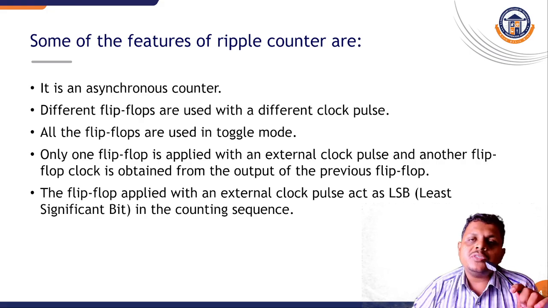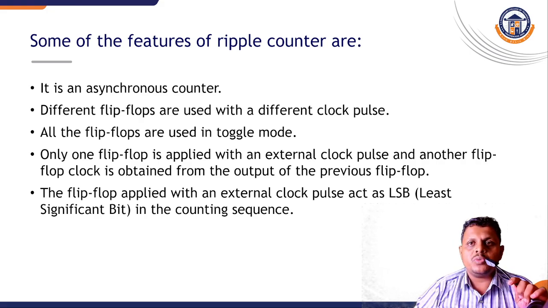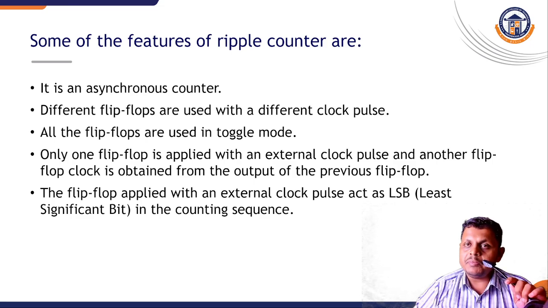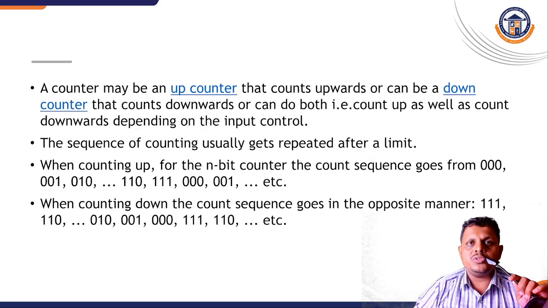In the sequence of flip-flops arranged in cascaded manner, only the first flip-flop is applied with the external pulses, and the output produced from that flip-flop is applied as the input of the next flip-flop. The flip-flop applied with the external clock pulse acts as the LSB, the least significant bit in the counting sequence. So these are the features. And what are the other features? There are two types of counters.